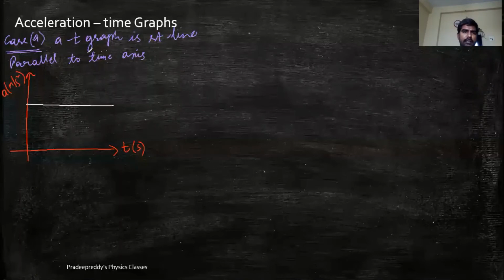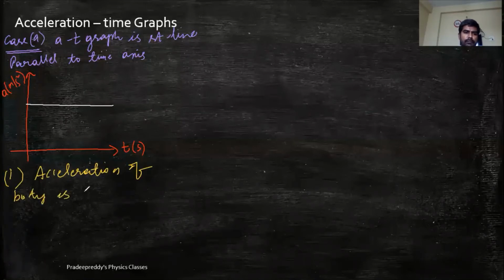Now coming to case A of acceleration time graph. AT graph is a straight line parallel to time axis. From this graph, you can clearly tell acceleration of body is constant. Acceleration of body is constant. At any time, there is same acceleration. That is first information you are getting from here.